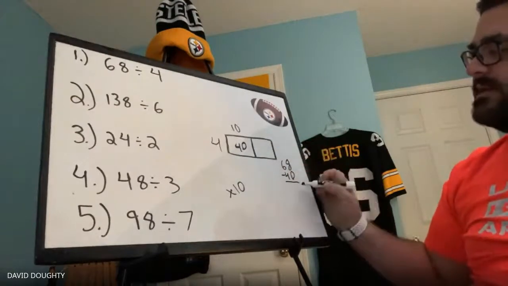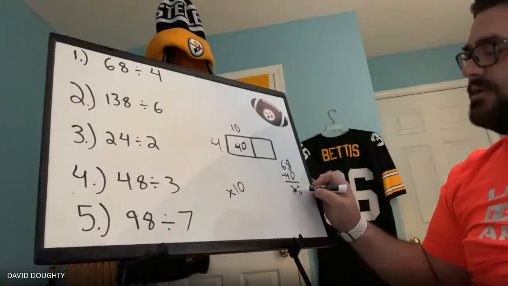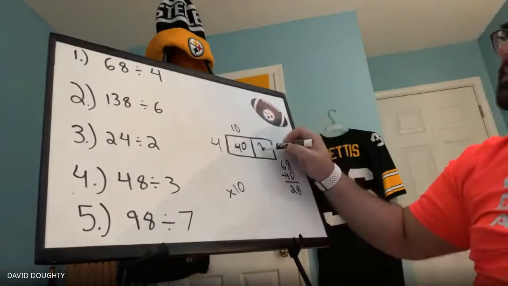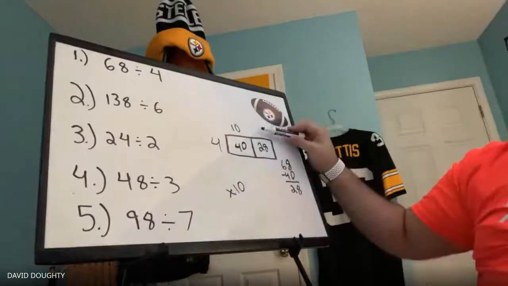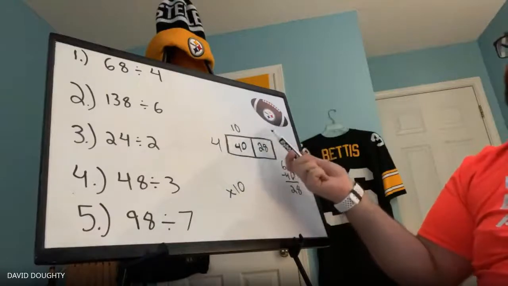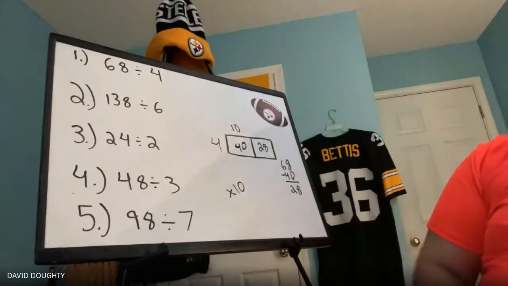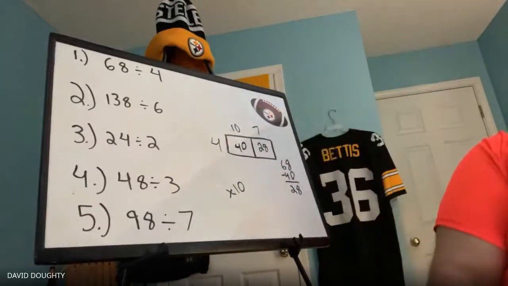Let's see. 8 minus 0 is 8. 6 minus 4 is 2. So this number is 28. This partial product is 28. I need to figure out what this missing number is right here. So I need to figure out 4 times what is 28. That's a times table. That's a math fact. I know that 4 times 7 is 28.